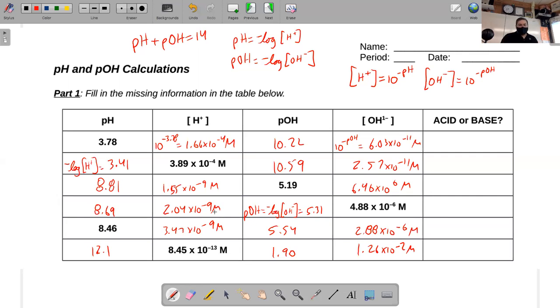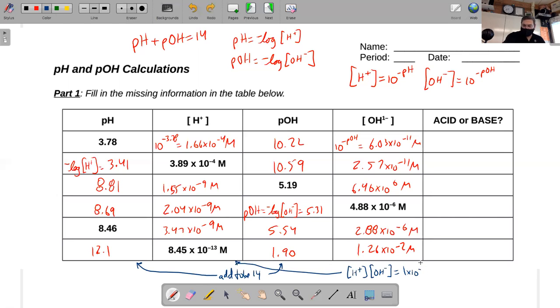So all these relationships go that the pH plus the pOH add to be 14. The sum of the pH and pOH is 14. Another thing that's true is that the product of the hydrogen concentration and the hydroxide concentration is always equal to 1 times 10 to the negative 14th.